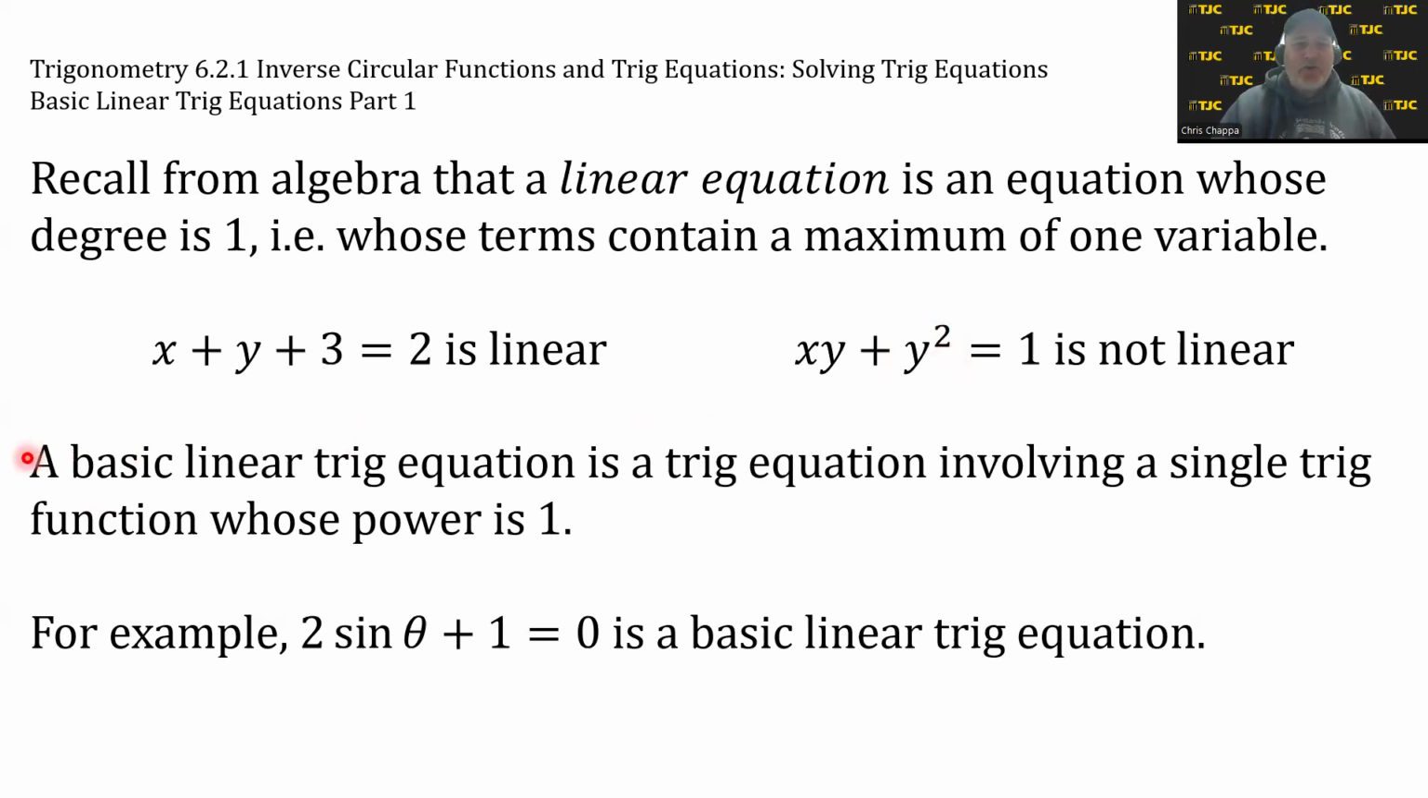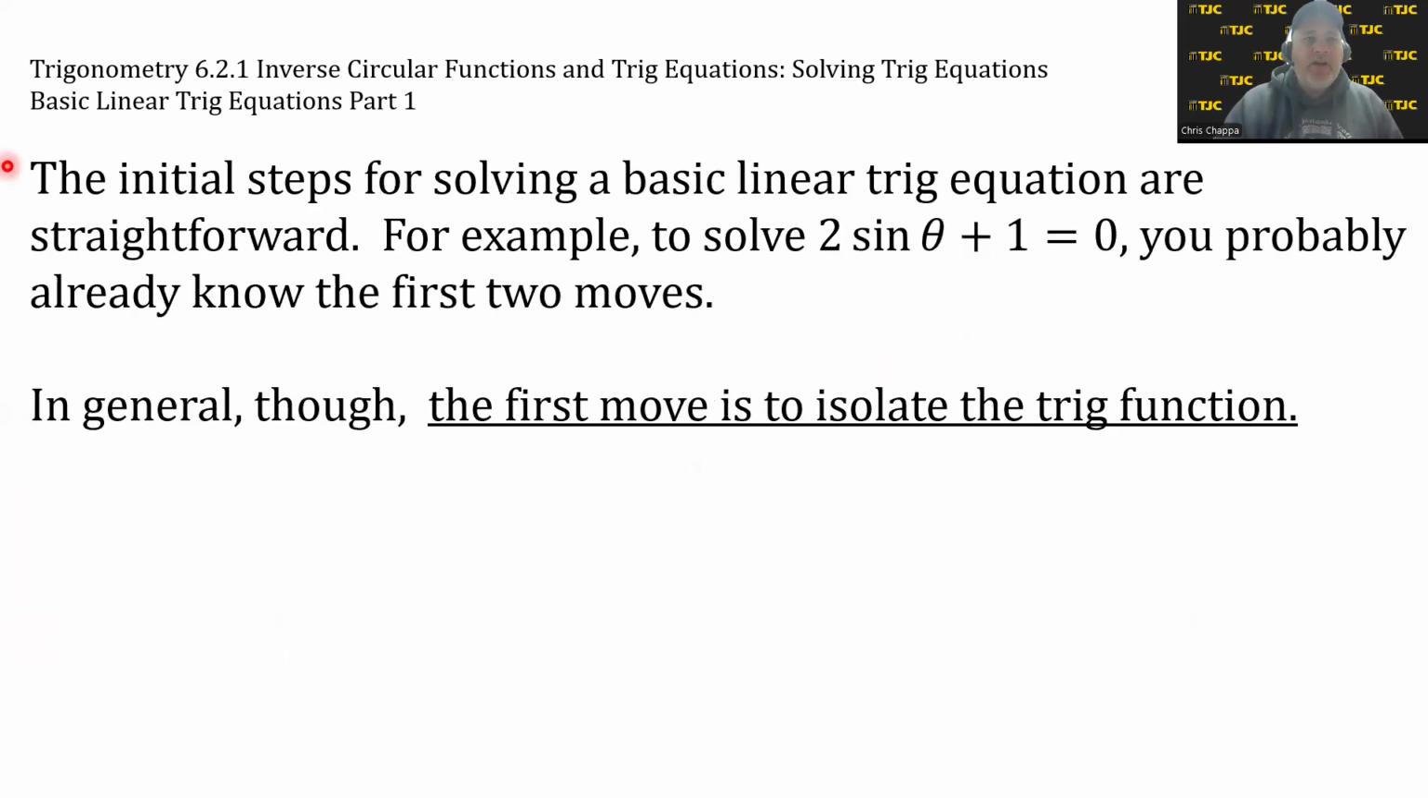A basic linear trig equation is a trig equation involving a single trig function whose power is 1. For example, 2 sine of theta plus 1 equals 0 is a basic linear trig equation. The initial steps for solving a basic linear trig equation are straightforward. For example, to solve 2 sine theta plus 1 equals 0, you probably already know the first two moves.